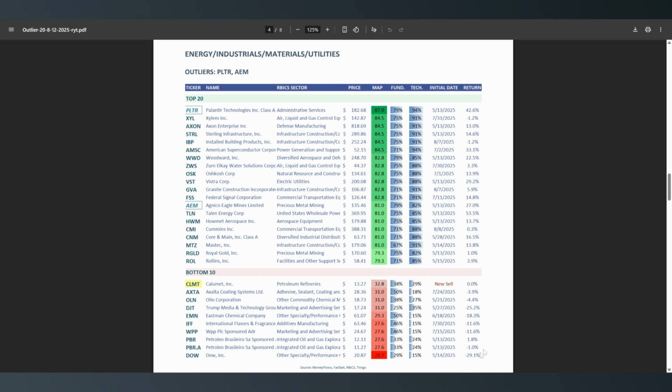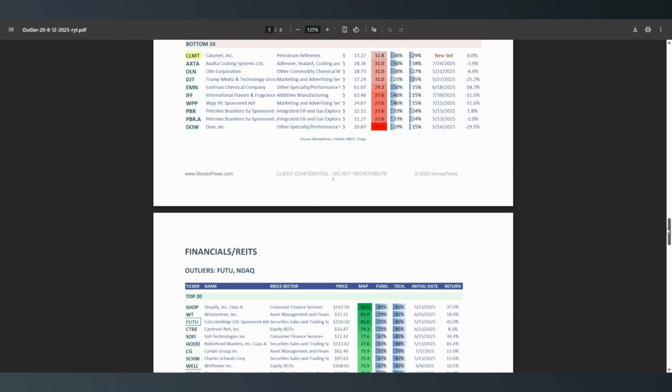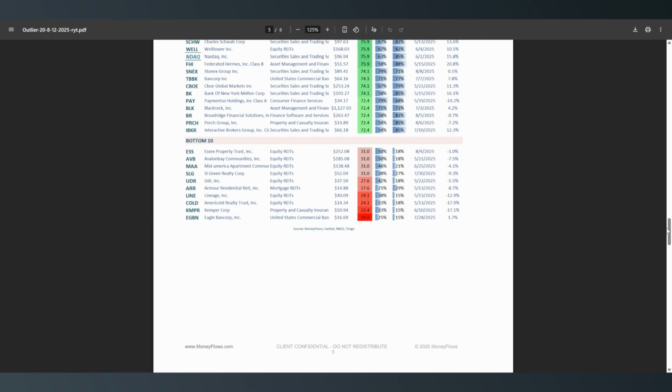Also, stocks on the bottom 10, if they're down, that means that they've underperformed since they've been on this report. Dow Inc., chemical company, down 29% since it was a bottom 10. Now we have this list for financials and REITs, healthcare, consumer, and technology.